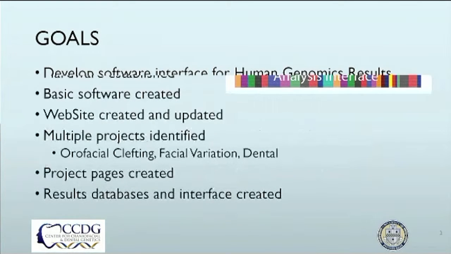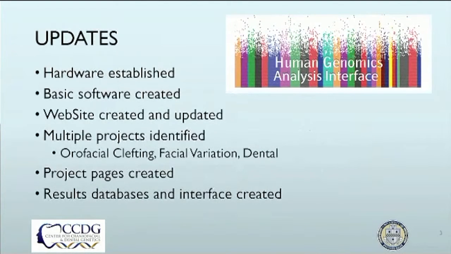So in the first year, we basically decided what our approach was going to be. We got our hardware all set up. We got all the necessary security certifications and so on, created the basic software. Then in this past year, we really brought the website up. Last year at the annual meeting, we had some mock-ups of what the website was going to look like and talked a little bit about our approach. Now it's been created and actually updated a couple of different times.